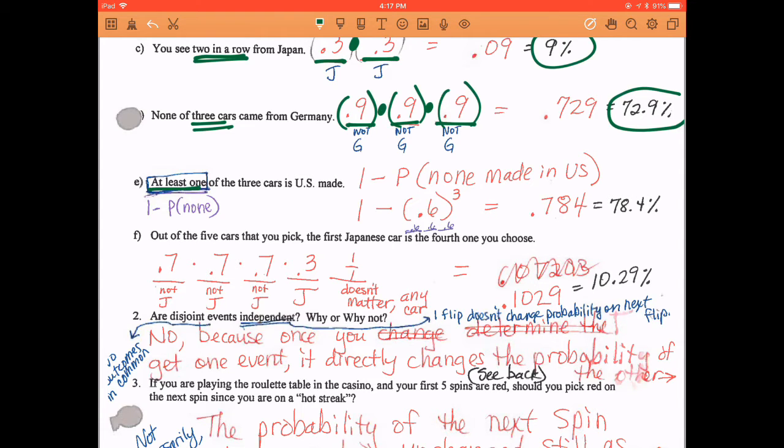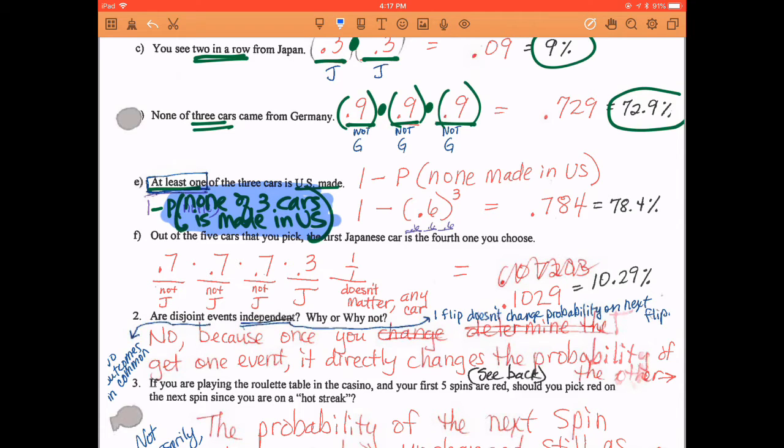All right. So now we have, what's the probability that at least one of the three cars is made in the U.S.? So we know the probability of at least one is 1 minus the probability that none of the three cars are made in the U.S. So we have to talk about that probability that none of the three cars are made in the U.S. That piece right there is something we need to go over to the side and compute.